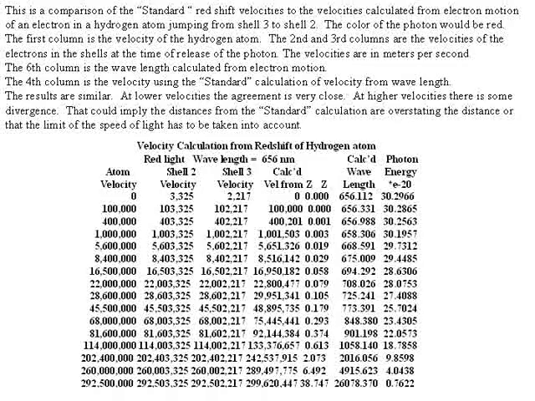The results are similar. At lower velocities, the agreement is very close. At higher velocities, there is some divergence. That could imply that the distances from the standard calculation are overstating the distance, or that the limit of the speed of light has to be taken into account.